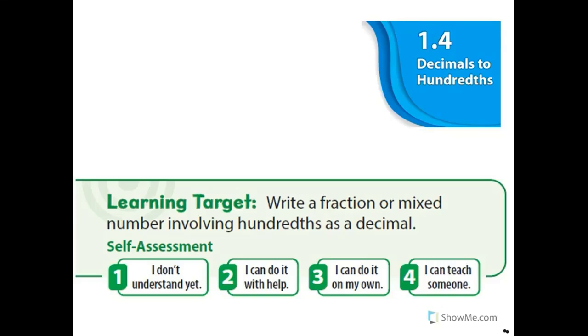This is lesson 1.4, decimal to hundredths. It is found on pages 21 through 24 in your workbook.